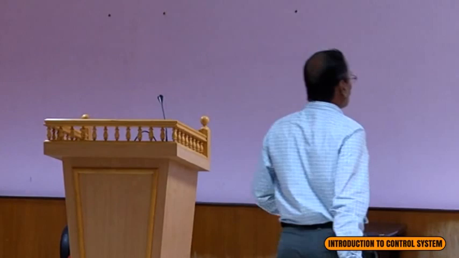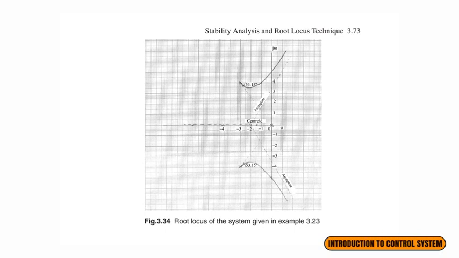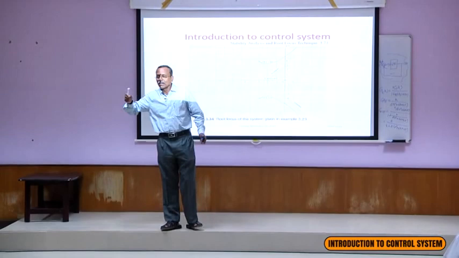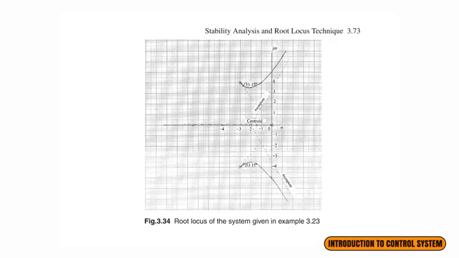From the root locus, we can understand that if I increase k to a certain value, the system becomes marginally stable, limitedly stable. It continuously oscillates. If you further increase it, it becomes unstable. So the purpose of root locus is to find the value of k that will give a stable operation. We can find only one parameter by using root locus, that is the drawback with the root locus technique.